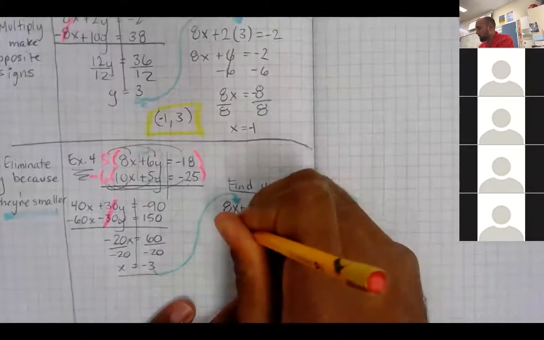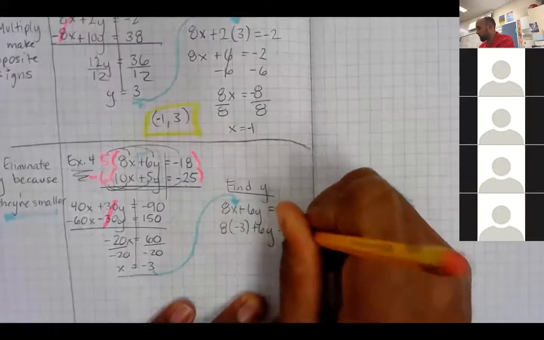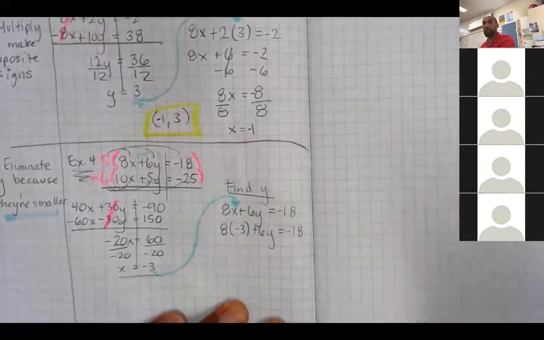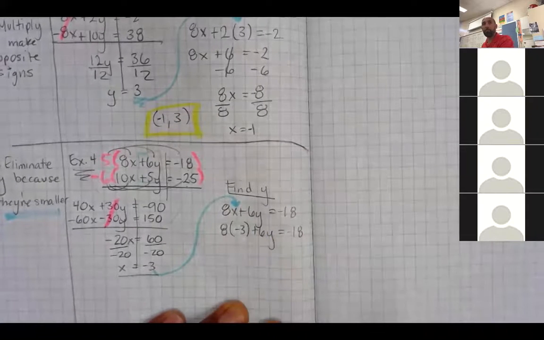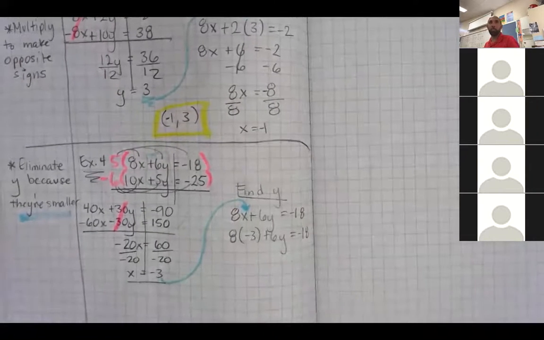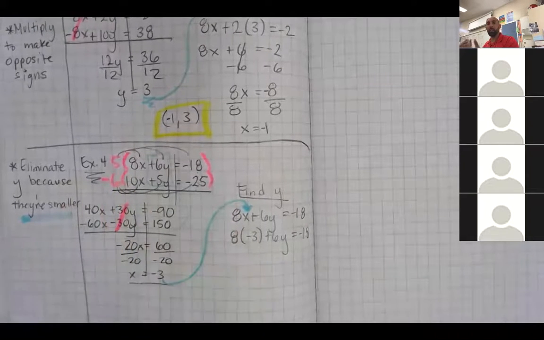So now I put parentheses. Plus 6y equals negative 18. Again, now the steps are the same like before. The second part is usually the part that's pretty much the same every time. Just taking one number and plugging it into the equation. It's that very first step, which is the key part.